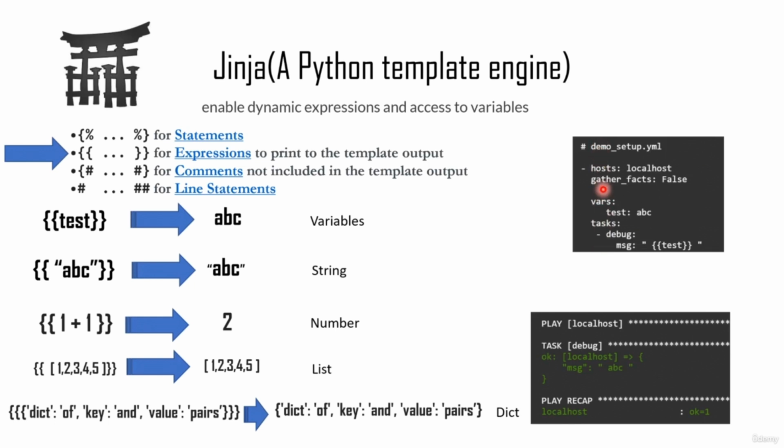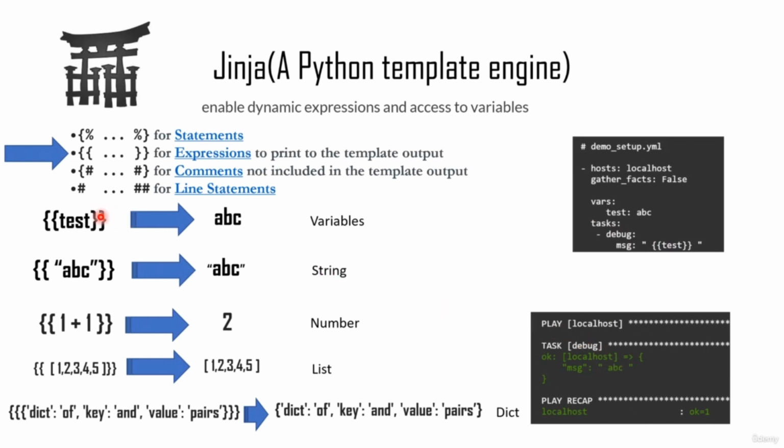In our previous chapter, we had seen a playbook that looked something like this. It had a variable, the variable name was test, and it had a value of ABC. And then we used a module called debug to output that particular value. So whenever we place this test within a Jinja expression, then the value that we get is basically the value of that particular variable.